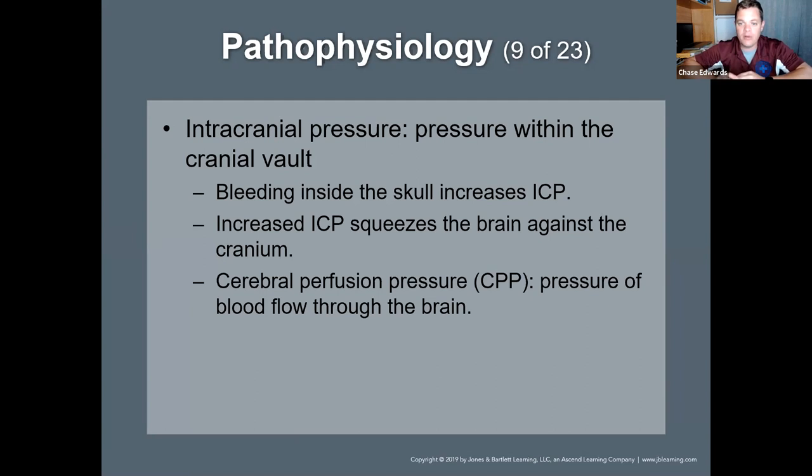So a good way to remember the Cushing's triad is hypertension, bradycardia, and bradypnea. So slow breathing, slow heart rate, and hypertension, high blood pressure. An easy way to remember it is the Cushing's triad mnemonic: hyper, Brady, Brady. You are very welcome.